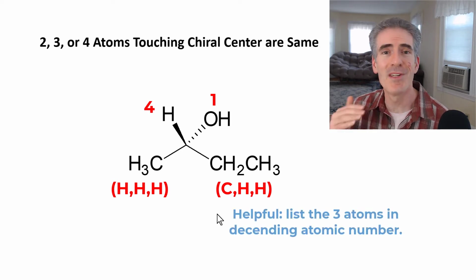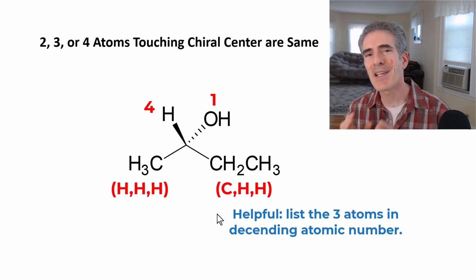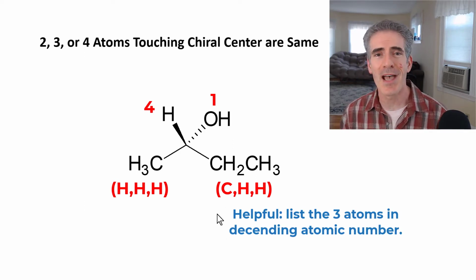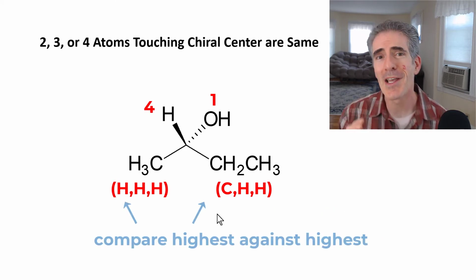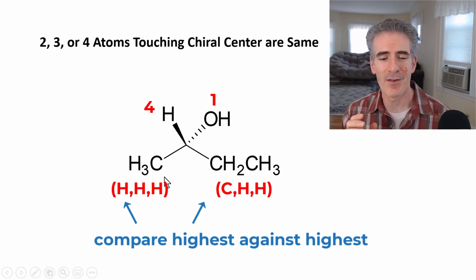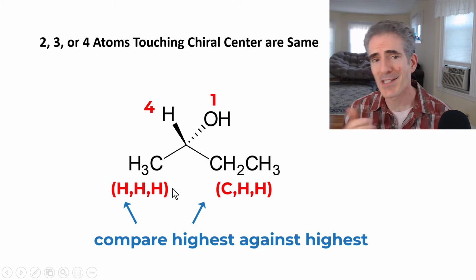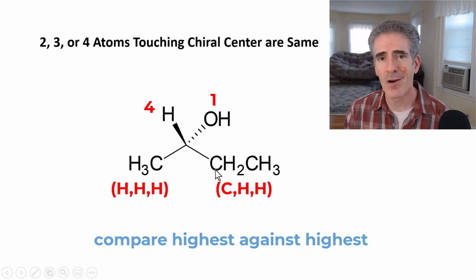I like to list them in descending atomic number because it makes it easy for us to do what has to be done next. We're going to be comparing the highest priority attachment out of who's coming out of this carbon against the highest priority attachment coming out of this carbon.